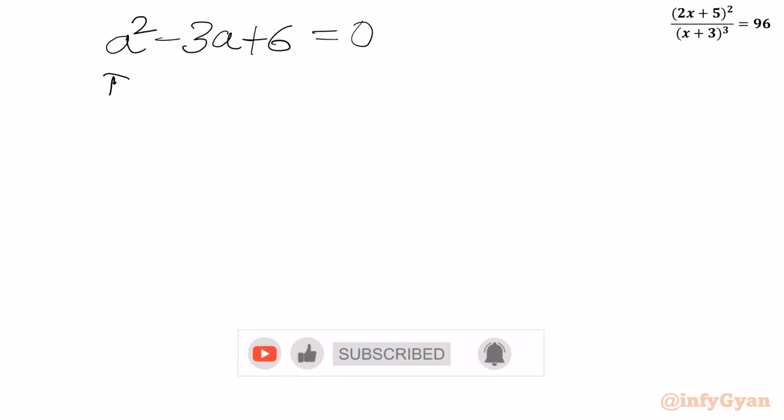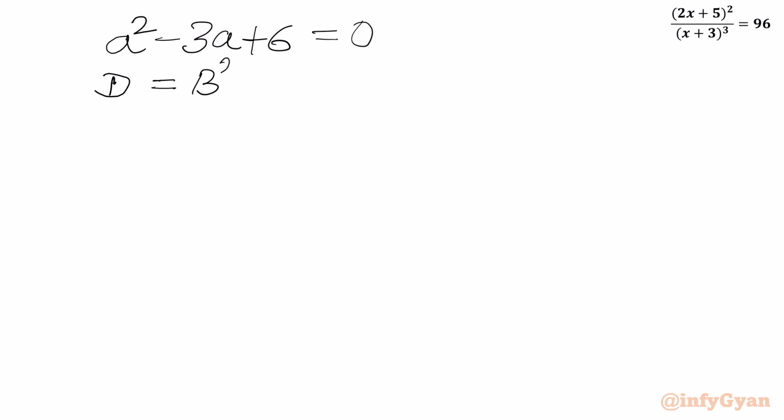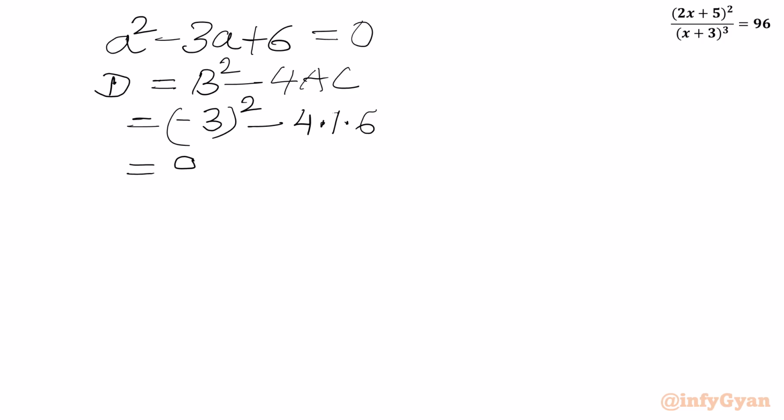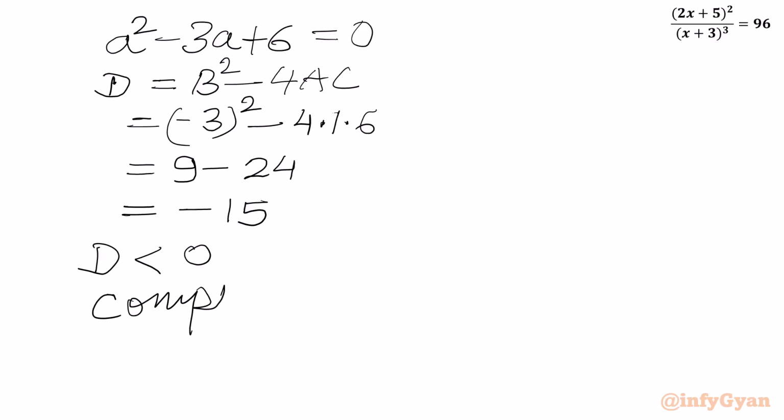Let's check discriminant only. So I will write formula b square minus 4ac. So b square, b is the coefficient of small a, negative 3. So negative 3 square minus 4 times a, where a is the coefficient of small a square, which is 1, c is the constant 6. I will get 9 minus 24, which is equal to minus 15. Once discriminant is negative, we will get complex solutions for sure. So I can cancel this quadratic equation as we are looking for real ones.